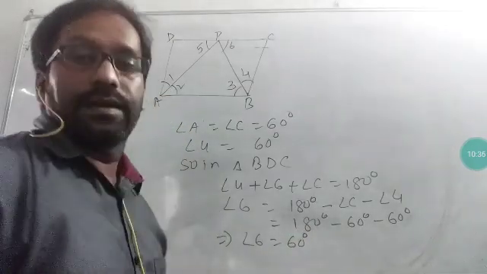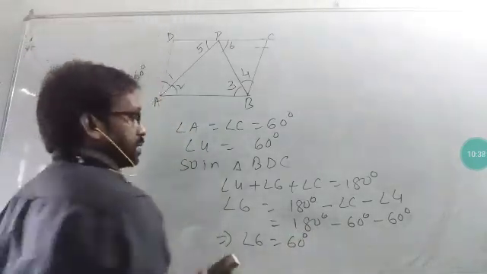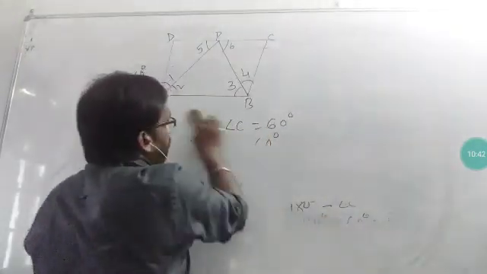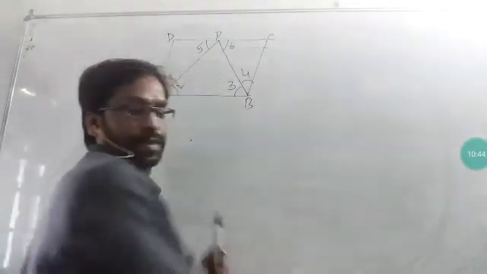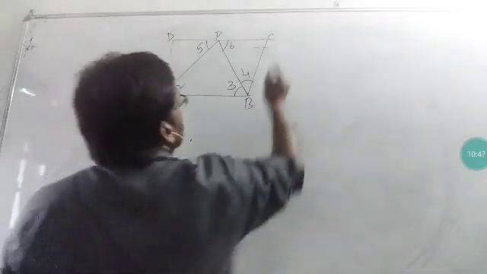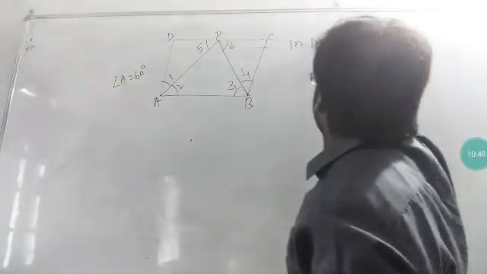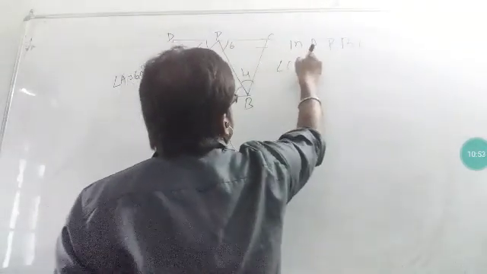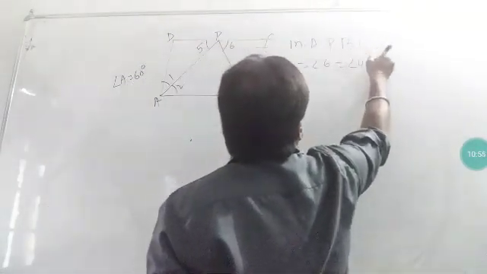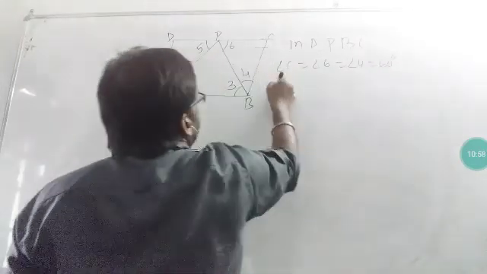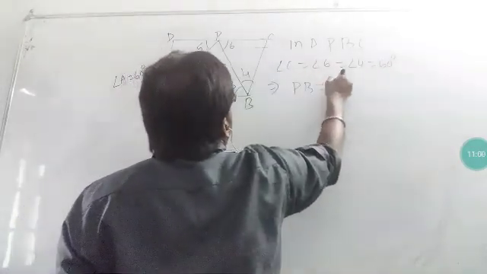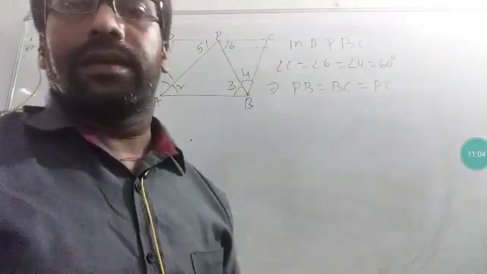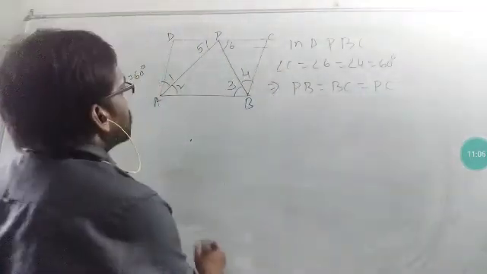If all angles are equal, that means PC is equal to CB is equal to PB. Why? Because triangle PBC is an equilateral triangle now. All angles are equal, that means all sides are also equal. Okay, we have proved the second part also.